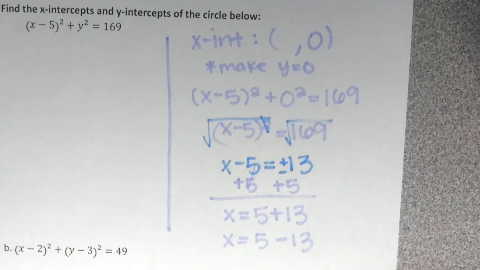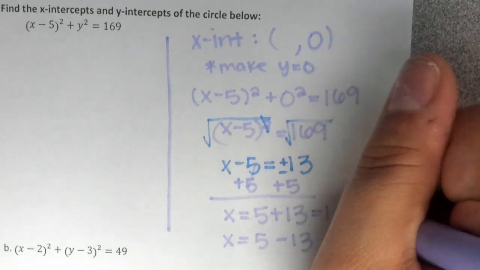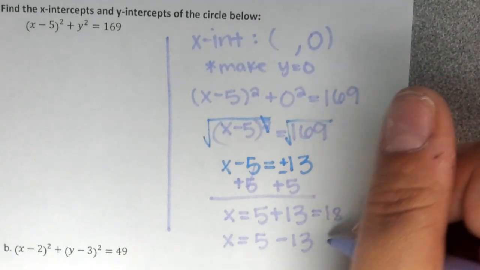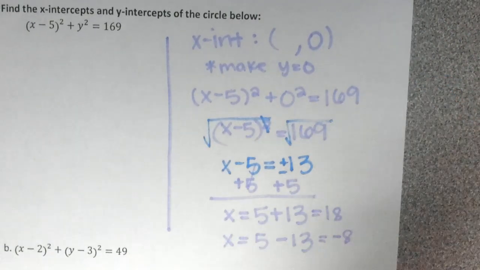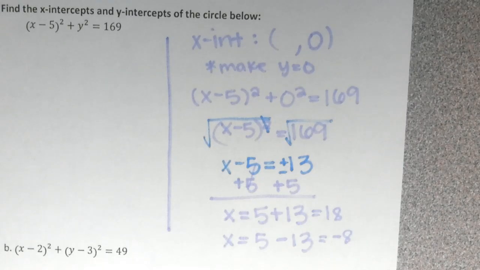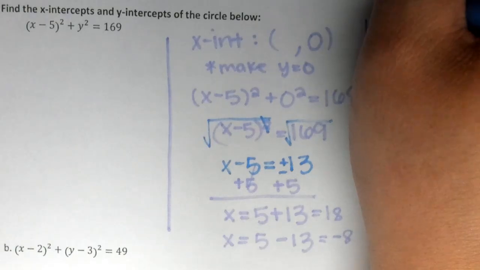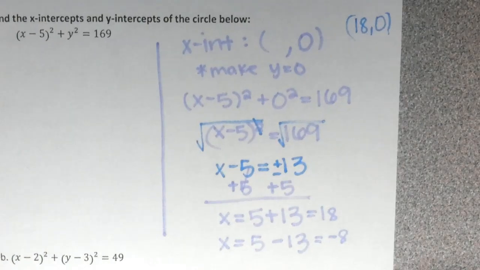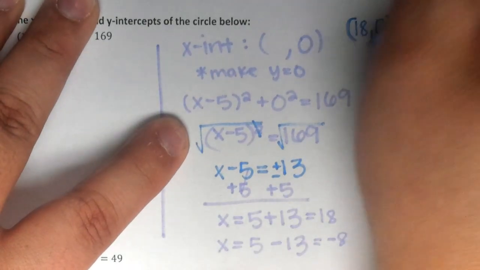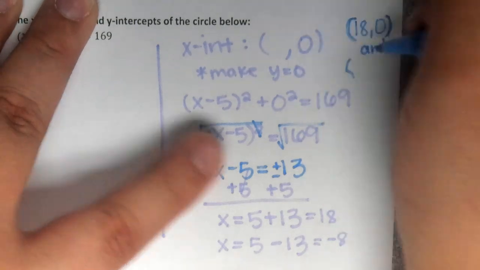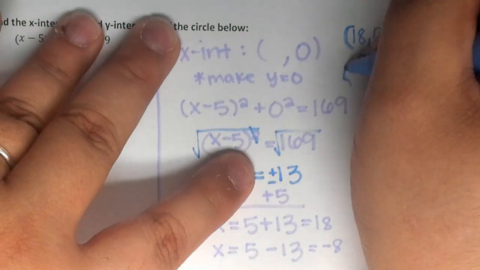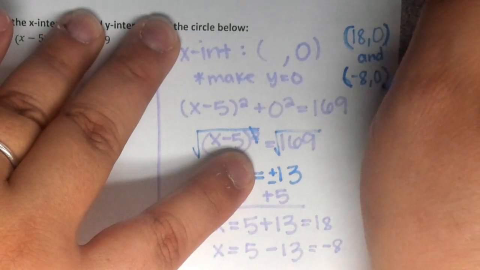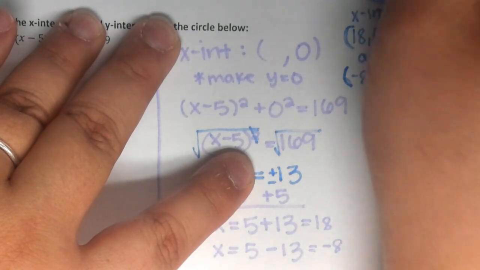What is 5 plus 13? What is 5 minus 13? Your answer for an x-intercept needs to be a point. What is your answer? 18, 0 with parentheses. And negative 8, 0. These are your x-intercepts.